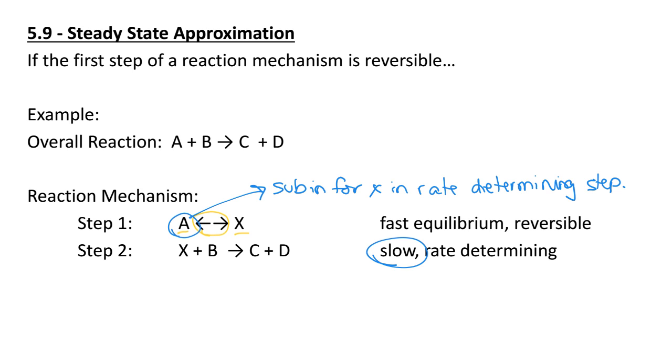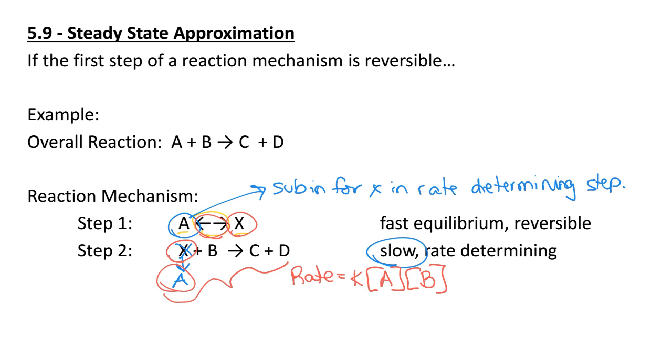So what that means is instead of X right here, I can go ahead and substitute in A. So if I want to write the rate law equation for this step, it would be rate equals K times A times B. Anytime you see that double arrow, that always means you're going to be substituting in for a different part of the equation. That takes care of the fact that X is an intermediate, and we don't want intermediates in our overall rate law.